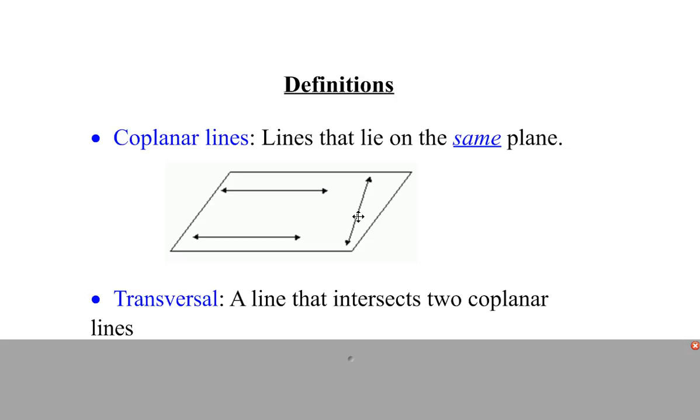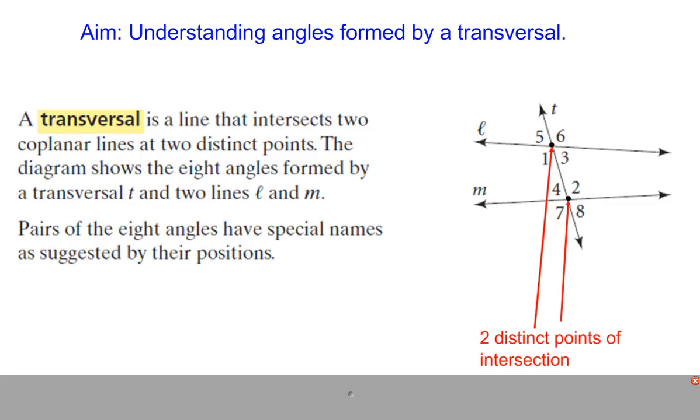Again, if you do not have this in your notes, if you do not remember it, you need to put your player on pause, take down the diagram, take down the definition, and hit play to resume. What is a transversal? A transversal is a line that intersects two coplanar lines. So, let's go back here. A transversal is a line that intersects two coplanar lines at two distinct points.